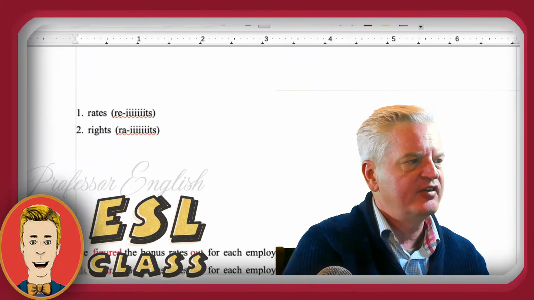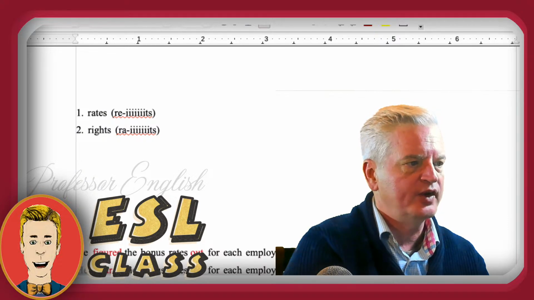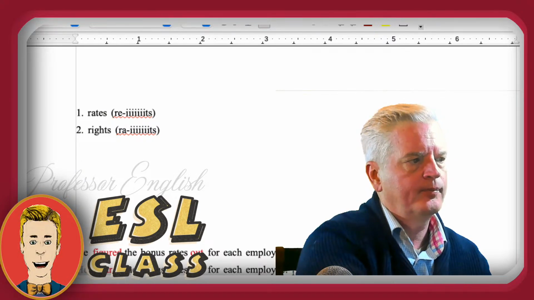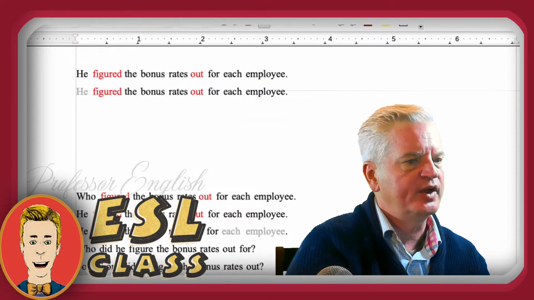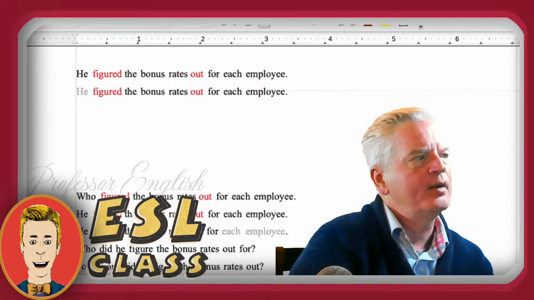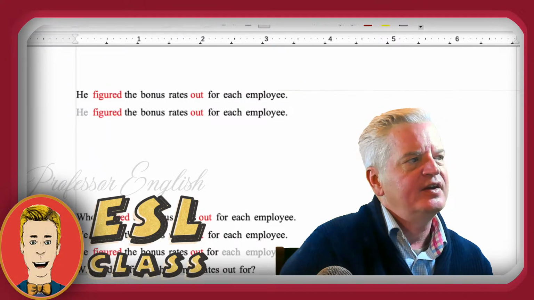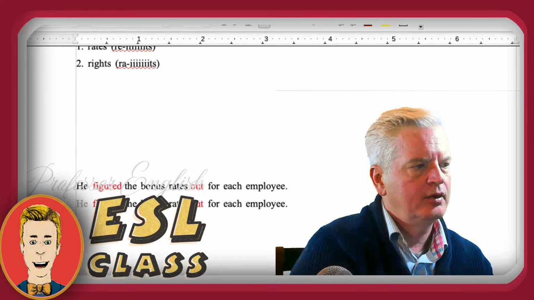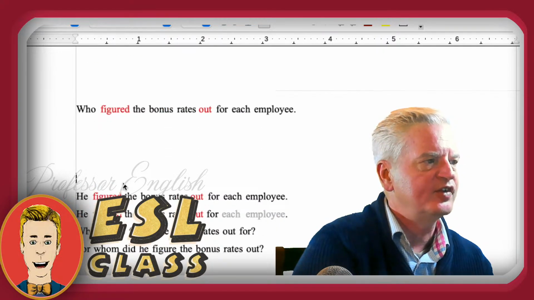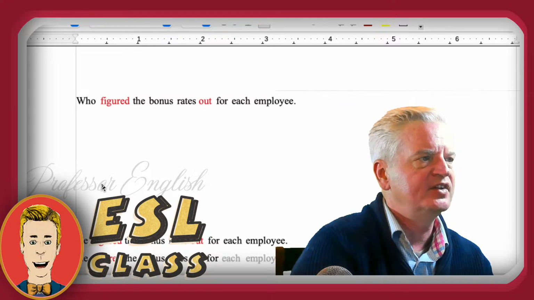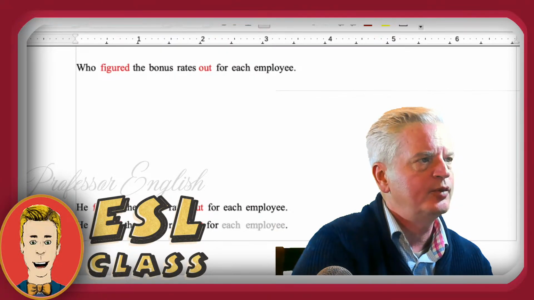All right, so he figured the bonus rates out for each employee. How would you make a who subject question with that sentence? So I've got some help here for you. I've identified the subject for you. We want to know who's doing the action. How will you make that question? Who figured out the bonus rates for each employee? That's pretty easy. It's just different from your typical question, but it's pretty easy to do. Who figured out the bonus rates for each employee?